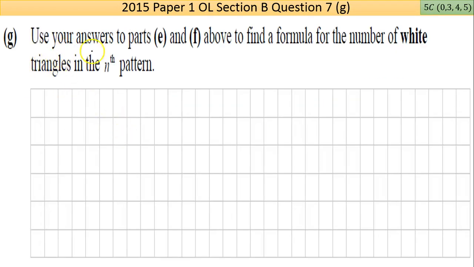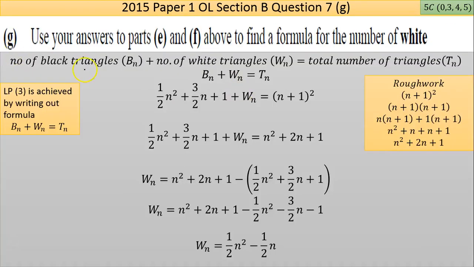Now part G. This one I remember doing before; it'll drive you to distraction. I'm already knackered, and we're not even finished yet. So use your answers to parts E and F above to find a formula for the number of white triangles in the nth pattern. I'm just going to go to the answer I built in here. The number of black triangles plus the number of white triangles equals the total number of triangles. That's a fair statement. I know that the number of black triangles is given by this function.